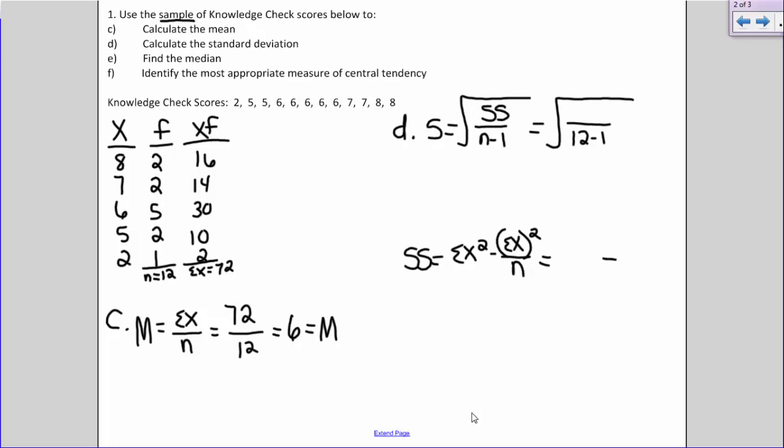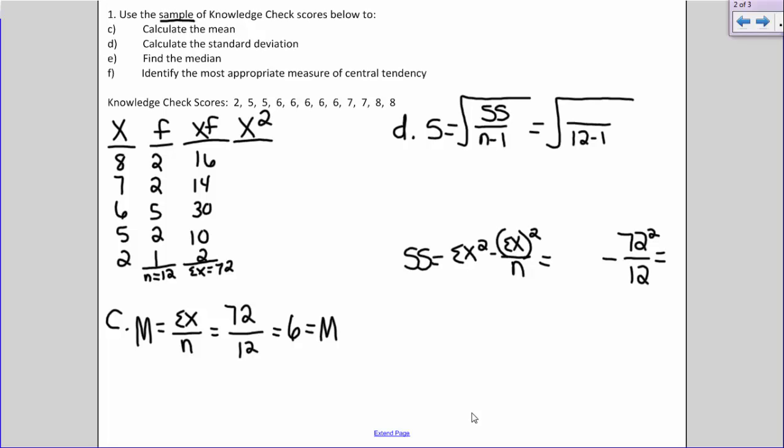So I have something minus, remember, the second part of this formula looks a lot like the mean formula. It's just that you have a square in the numerator. So 72 squared divided by 12. I need to find that sum of x squared. Now, just like when I had to find the sum of x, I had to take the frequencies into account, I also need to do that when I find the sum of x squared.